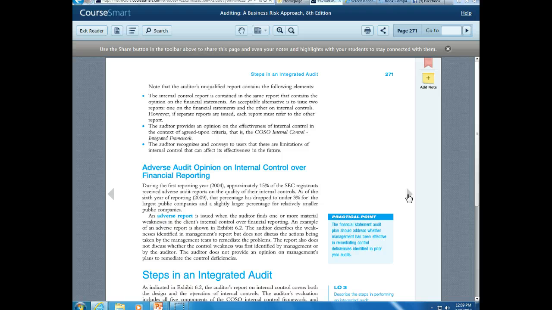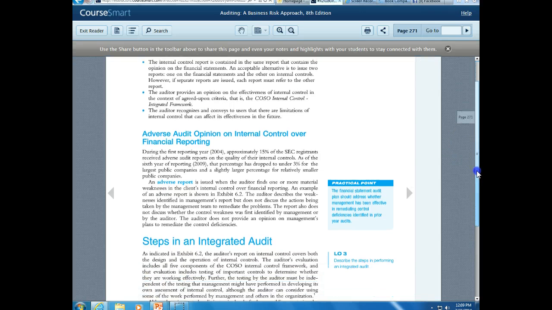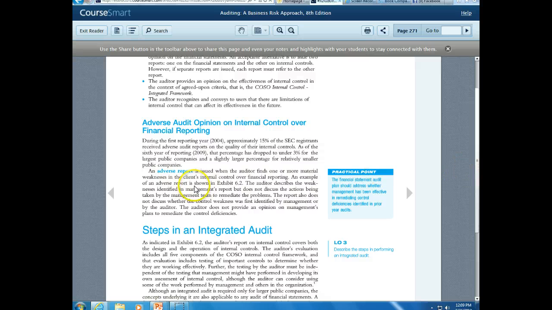A couple other things I just wanted to look at. An adverse opinion on page 271, that's not good. An adverse report gets issued when the auditor finds one or more material weaknesses in the internal controls of a client. An example of an adverse report is shown on Exhibit 6-2. The auditor has to describe the weaknesses. It doesn't discuss the actions being taken. So basically, understanding the internal controls is part of this integrated audit we're going to talk about.